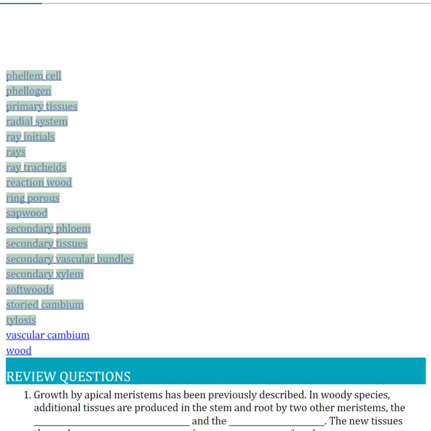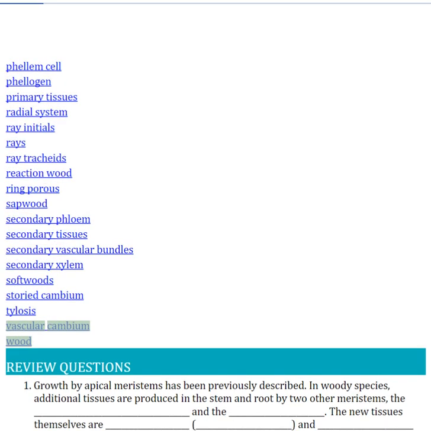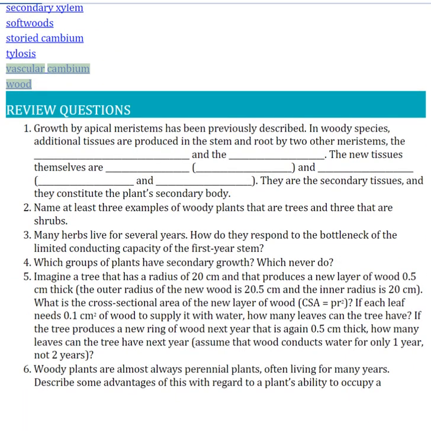Phellem, self-elongen, primary tissues, radial system, ray initials, rays, ray tracheids, reaction wood, ring porous, sapwood, secondary phloem, secondary tissues, secondary vascular bundles, secondary xylem, softwoods, storied cambium, tylosis. Vascular cambium, wood.